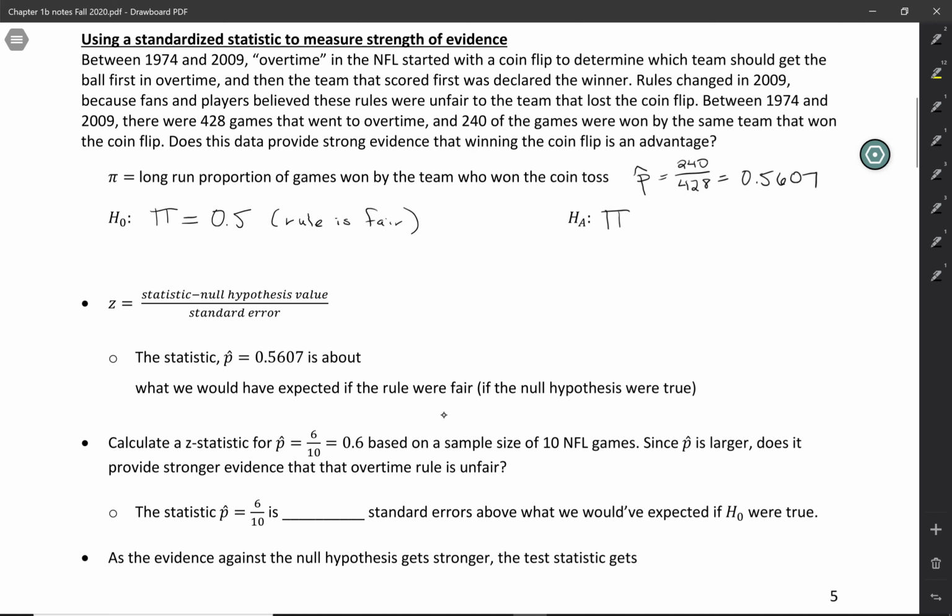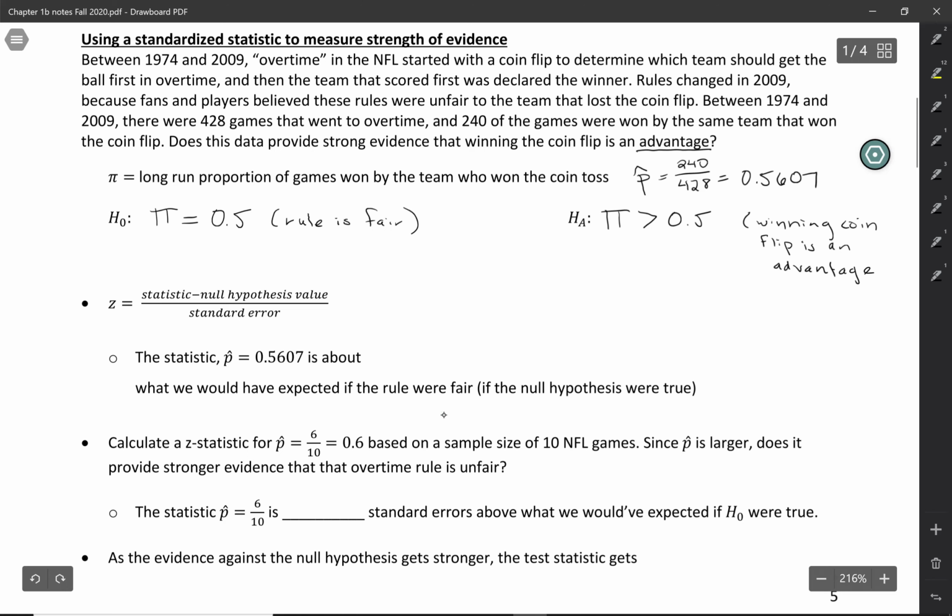And if we look at the way the question is phrased, it says, does it provide strong evidence that winning the coin flip is an advantage? So our alternative hypothesis is going to be that pi is greater than 0.5, which would mean that winning the coin flip is an advantage. So in other words, the team that wins the coin flip goes on to win the game more than half the time, right? And that shouldn't happen because with the coin flip, the quote better team should win the coin flip half the time since it's random.